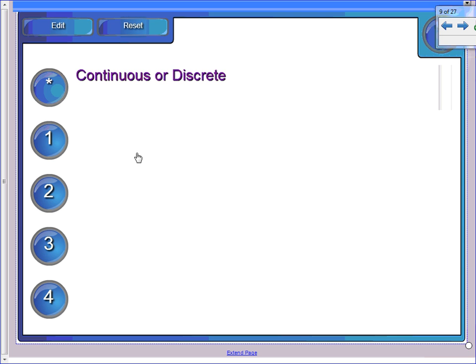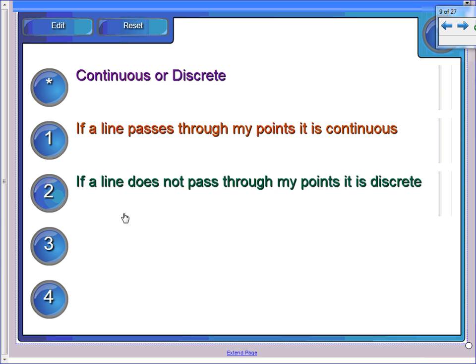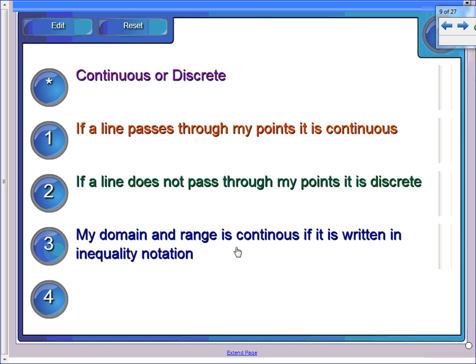So I'm going to show you a little bit about continuous and discrete. Our first identification is if a line passes through my points, it is continuous. If a line connects my points, the graph is continuous. If a line does not pass through my points, it is discrete. That means if I just have dots on my graph, it's only discrete. My domain and range is continuous if it is written in inequality notation. Okay? We just did that.